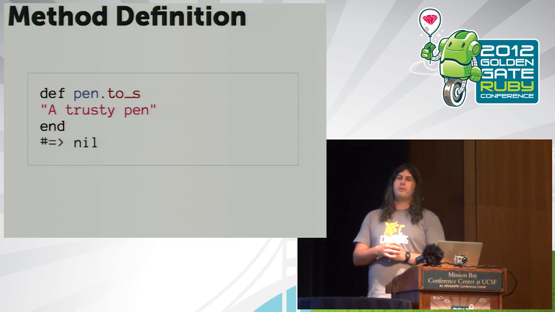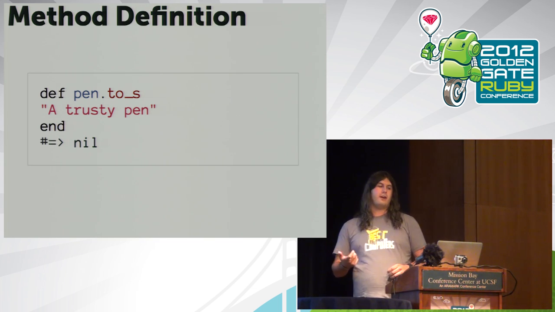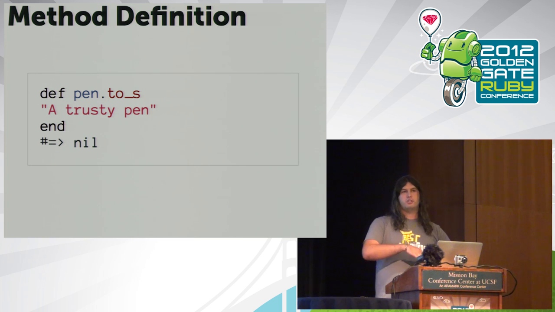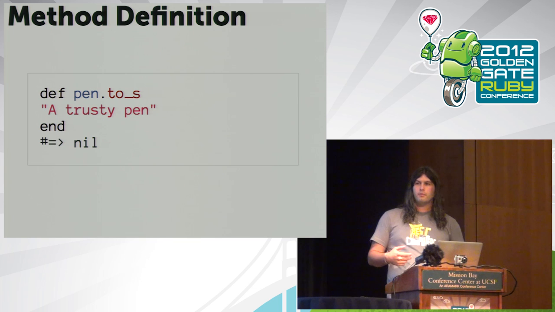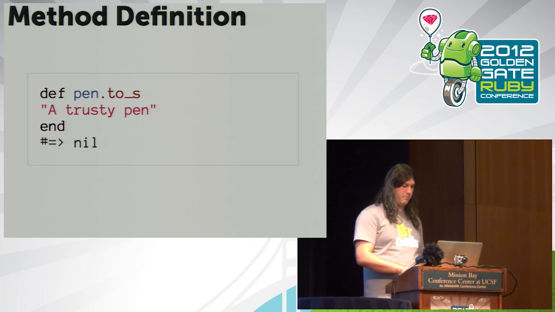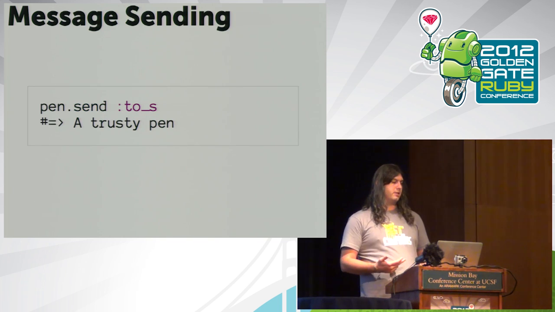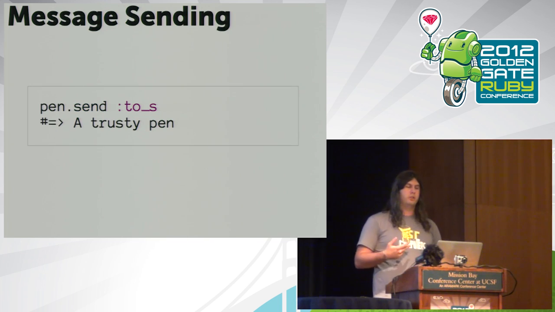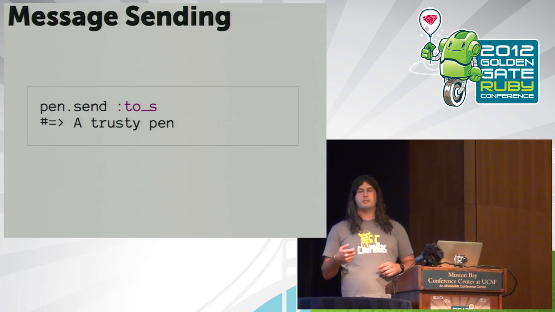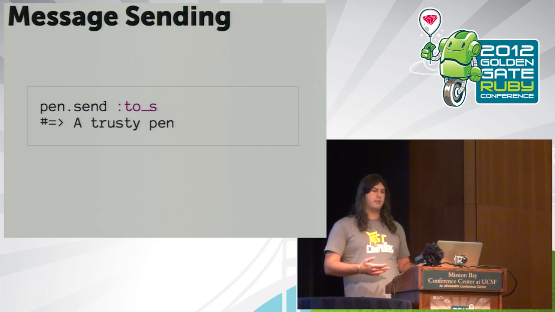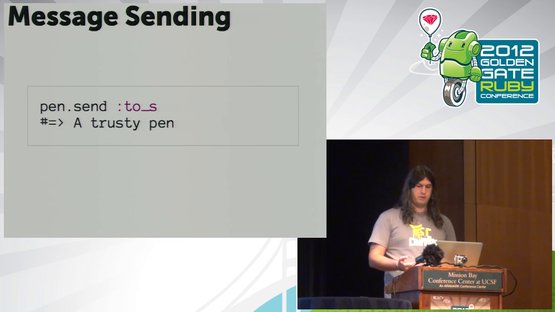And now let's define a method on this object. So we're going to define a method called to_s because that string that we saw on the last slide wasn't all that pretty. So we've decided to dub this pen a trusty pen. And now we can move on. We get back nil, which is just an artifact of the method definition. And we can use this by sending the to_s message to our pen. And what's more, any time our pen needs to be represented as a string in Ruby, we'll get back that same string. This is wonderful.